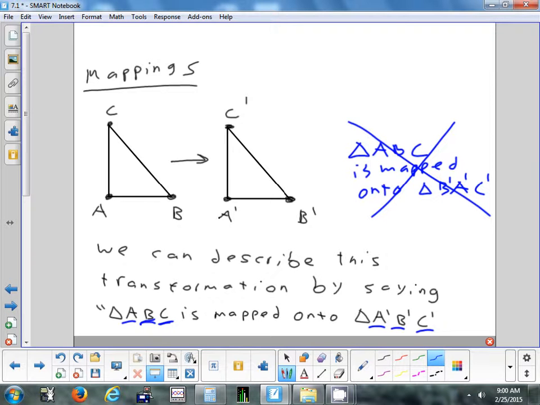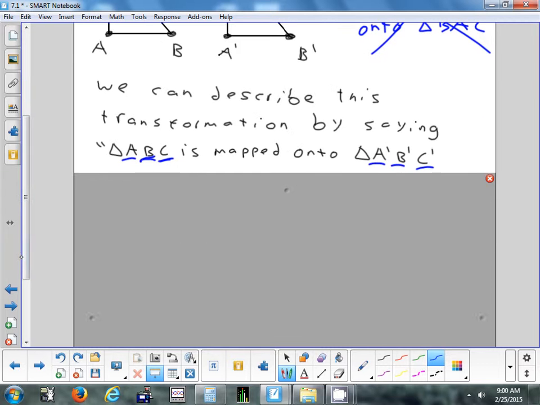So you could say it in different orders. Anybody give me another order here that would be okay besides ABC, A prime, B prime, C prime? Be a different order you could say that in. Yeah? CBA and C prime, B prime, A prime? Yeah. C, B, A, C prime, B prime, A prime. You just have to be consistent like when you do congruent triangles. Okay, so that's a mapping. Triangle ABC is mapped onto A prime, B prime, C prime. Just another way to describe it.